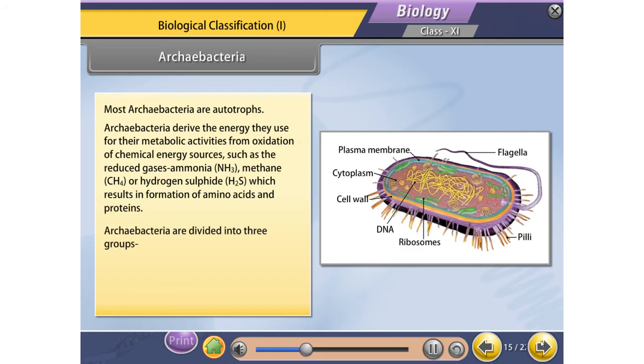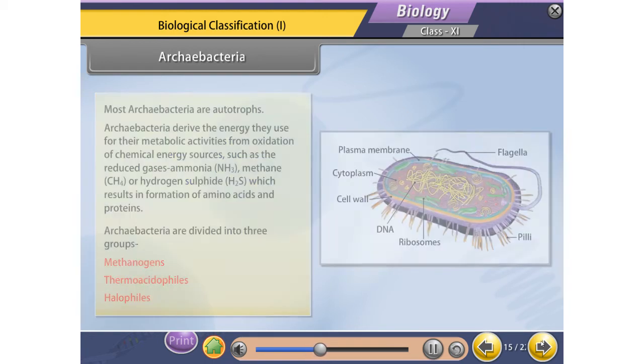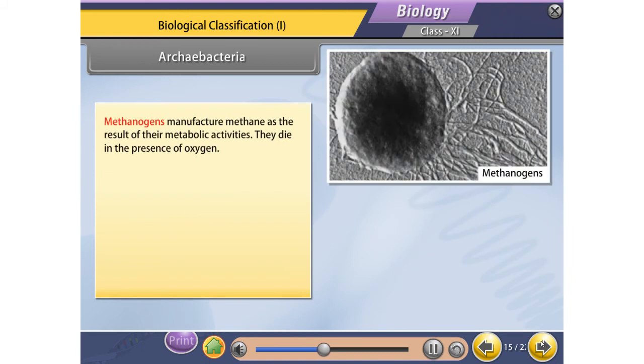Archaebacteria are divided into 3 groups: methanogens, thermoacidophiles, and halophiles. Methanogens manufacture methane as the result of their metabolic activities. Methanogens die in the presence of oxygen.